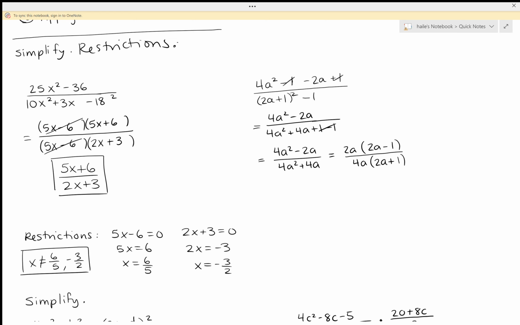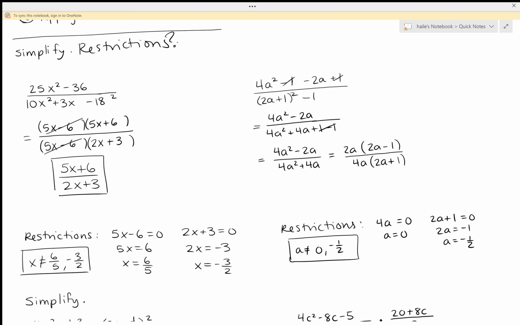All right, so now let me find my restrictions. The first factor I can set equal to 0 is 4a, and so 4a equals 0 means a is equal to 0, and then I have 2a plus 1 equal to 0, so 2a equals negative 1, and so a is negative 1/2. So the restrictions are a not equal to 0 and negative 1/2.